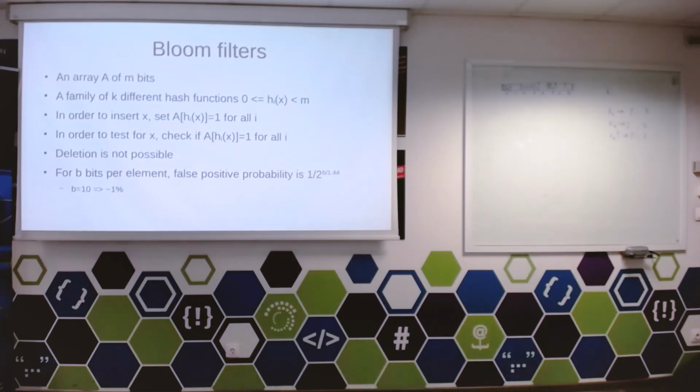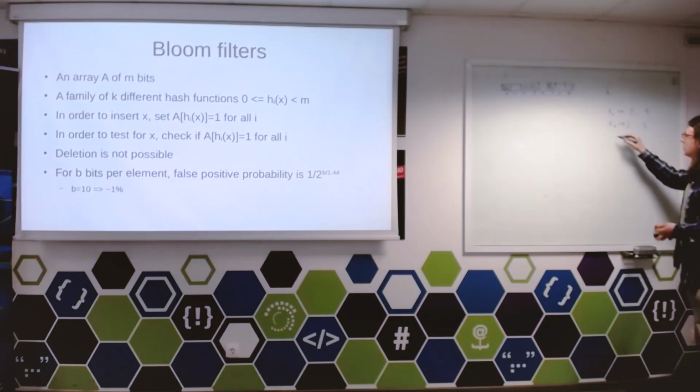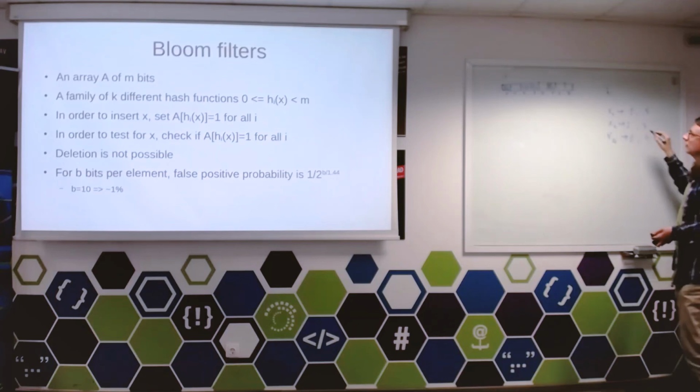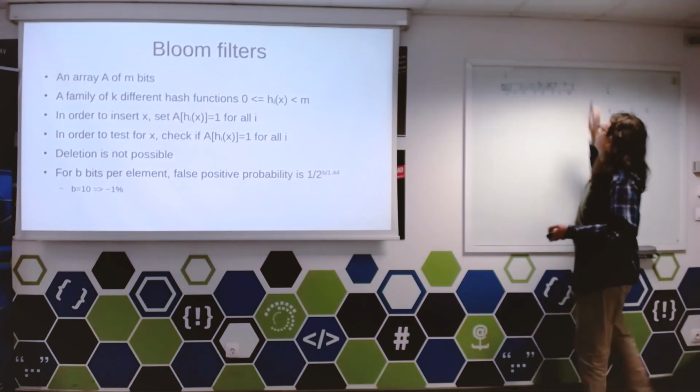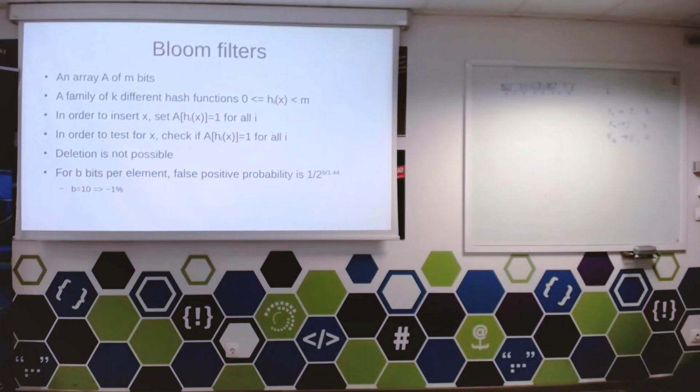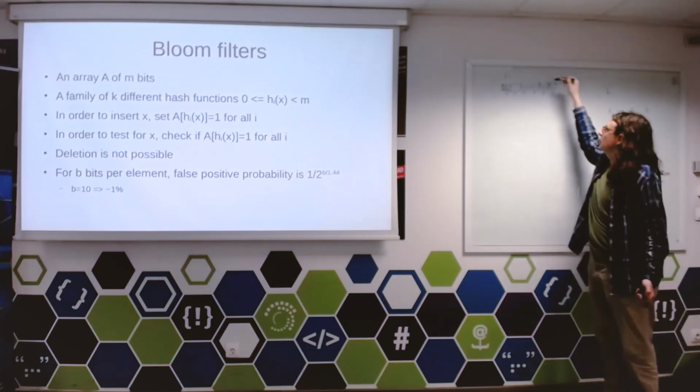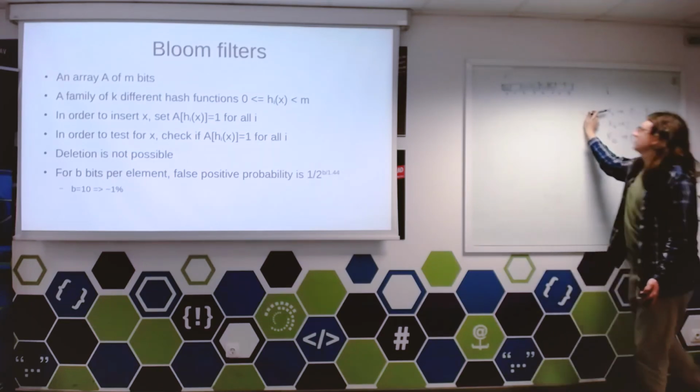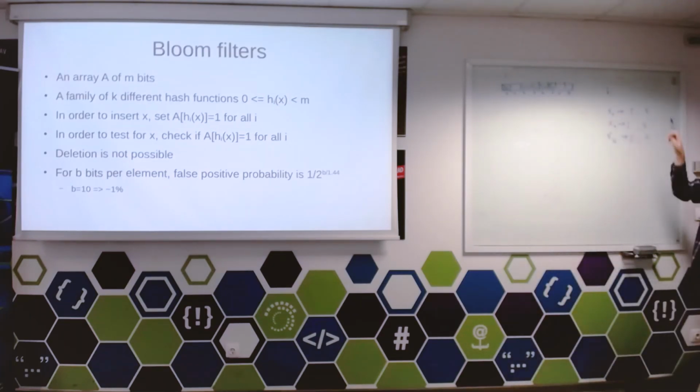And as I said, deletion is not possible, because if we insert x4, which hashes to 0 and 4, so we set 0 and we set 4, now we can't delete x1 anymore, or x4. We can't know that it's safe to just clear these bits in order to delete x1, because some of them might have been set by other values we've inserted.